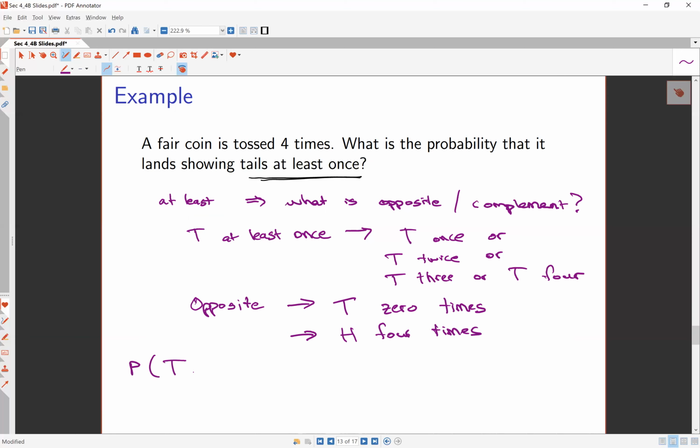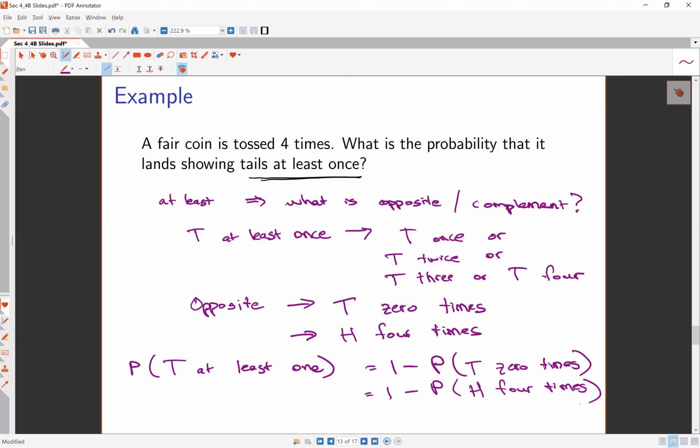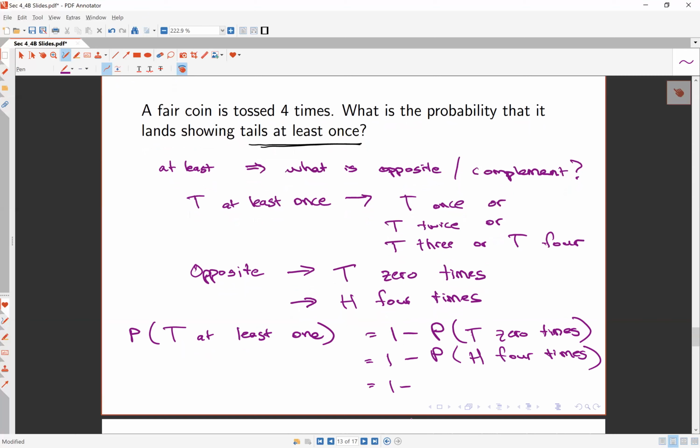So the probability of seeing tails at least once is the same as 1 minus the probability of seeing tails 0 times, just applying the complement rule. But that is the same as the probability of seeing heads 4 times. If tails comes up 0 times, it means every coin toss was heads. And we already calculated this probability. It was 0.0439. And so this is 0.9561.